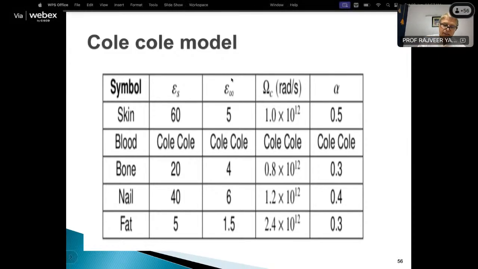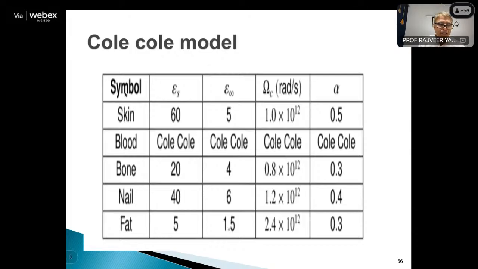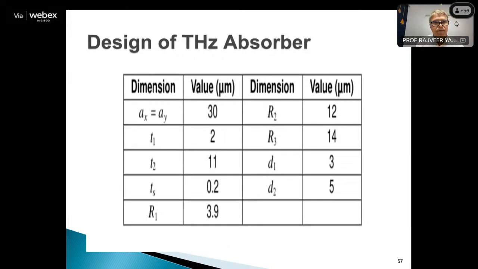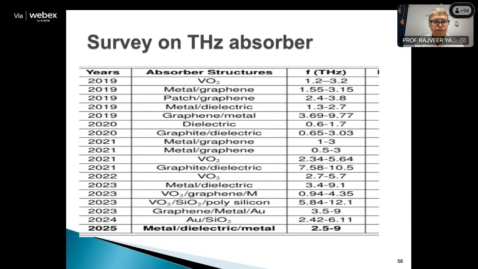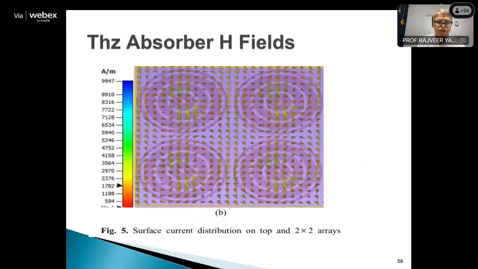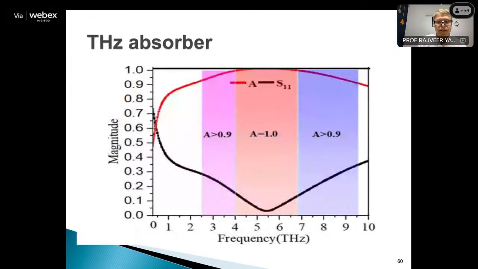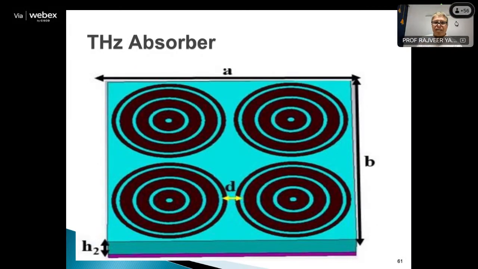Here you find that these are the electrical parameters and these are the biological tissue parameters. So biological tissue parameters have been modeled in electrical parameters. These are the dimensions of our proposed device. These are the surveys already available in the literature, which people have developed or are working on. These are the H fields. These are again the absorption presented in these different configurations. These are the structures developed for behaving at particular frequencies.